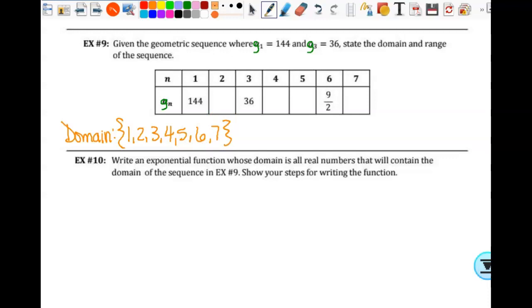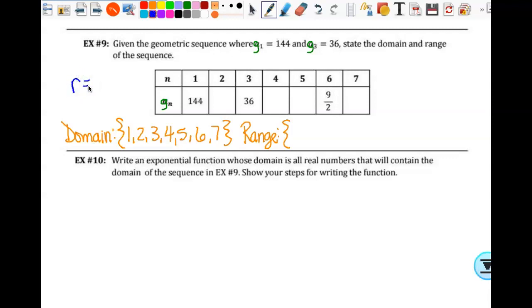Do I have enough information to write down my range right now? Can I write it down from the information I have right now? No, because I have a bunch of blanks in there, right? And I got to know what they actually are. So I need to figure out what they are. In order to do that, what we did yesterday was we needed the common difference, and then we were able to just fill it in. Here, I'm going to need the common ratio.